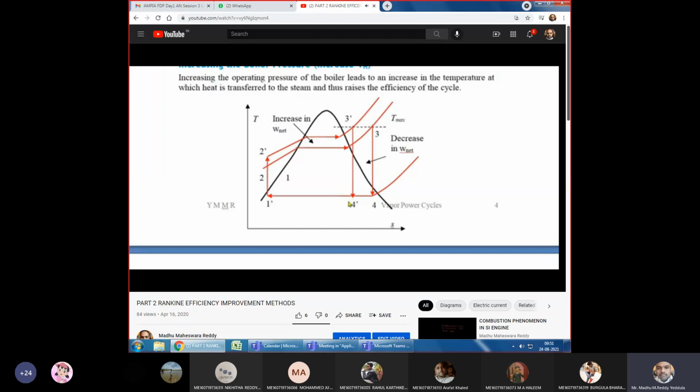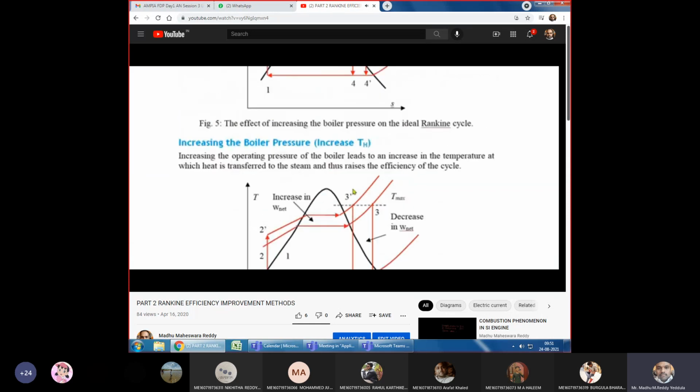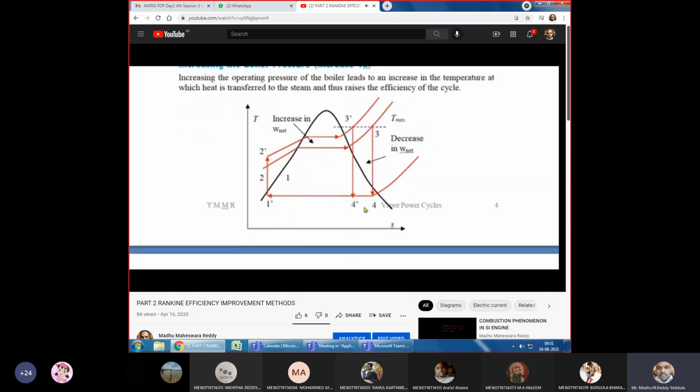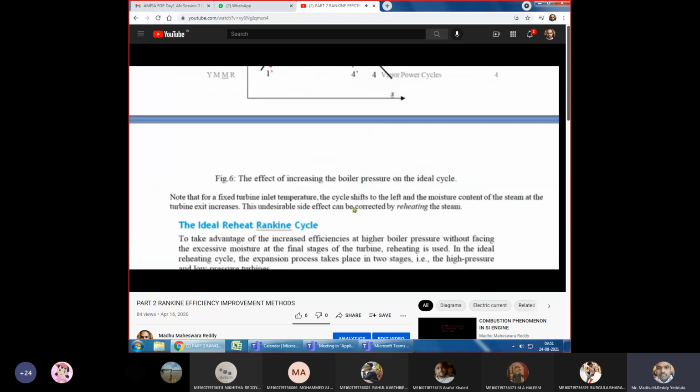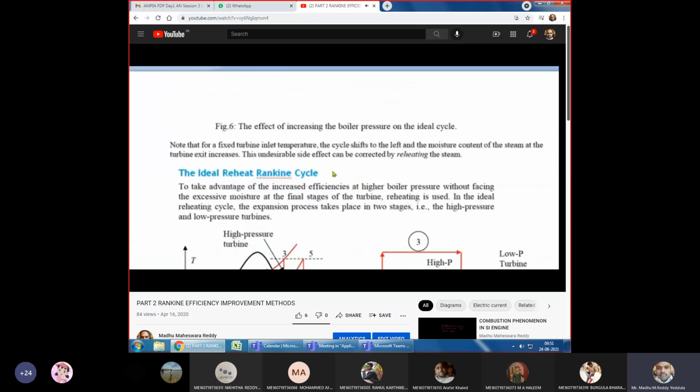Due to this, what will happen? Due to the liquid present inside the steam, it will erode the blades of the turbine. That is the problem with increasing the boiler pressure, because the point 4 is shifted to the left side. Next we will see the other methods of increasing efficiency.